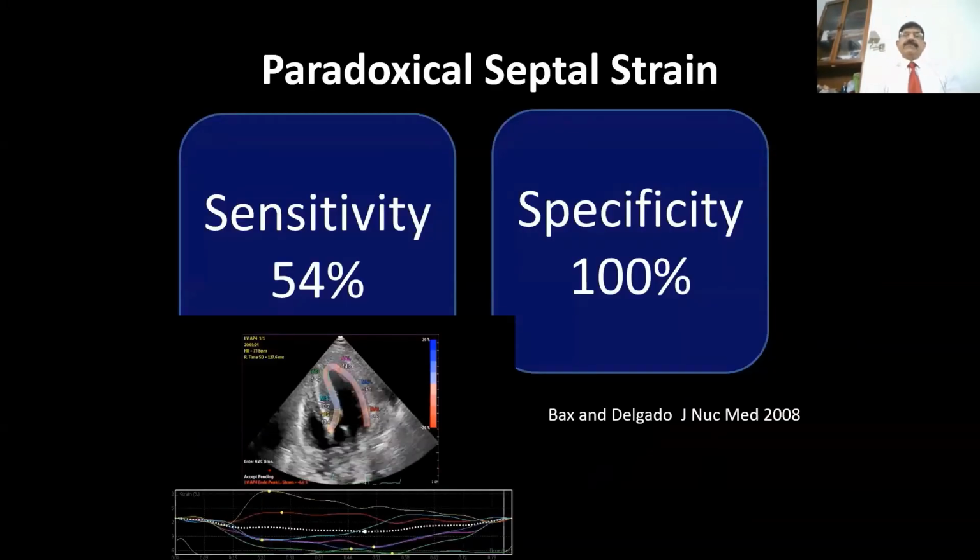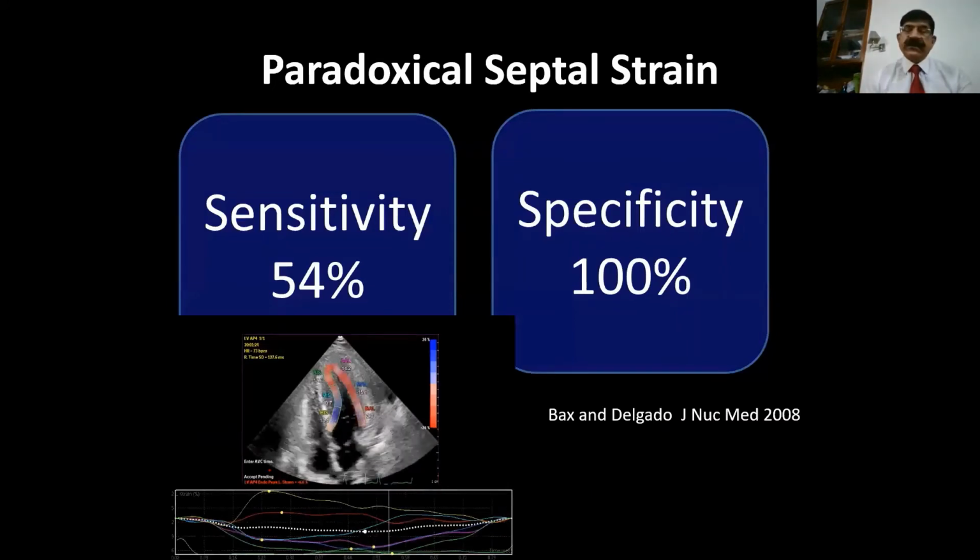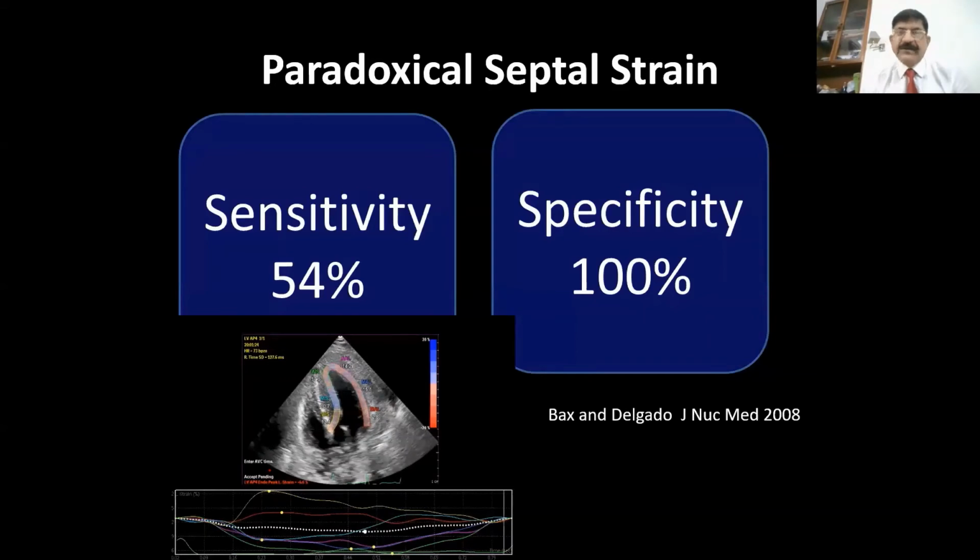We were talking about paradoxical strain. This is work by Jaron Bex and Victoria Delgado, showing that if you show paradoxical strain in one or more segments in a hypertrophic ventricle, it is 54% sensitive and 100% specific for hypertrophic cardiomyopathy. You have to have left ventricle hypertrophy, and then you have to have 1 or 2 segment paradoxical strain.